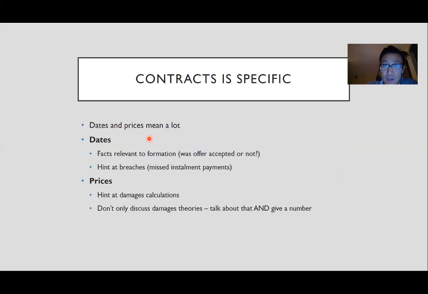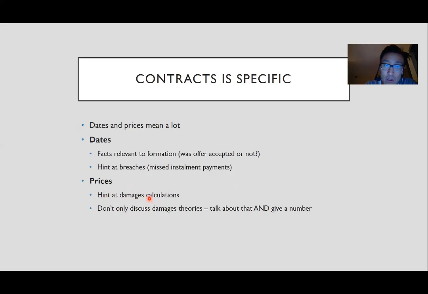Contracts, as I said, specific dates and prices mean a lot. Dates are facts that are relevant to formation. Was an offer accepted or not? There's the mailbox rule, blah, blah, blah. And it hints at breaches, whether someone misses an installment payment on a contract that requires that. And I've had a couple cases in my practice where that was the breach.